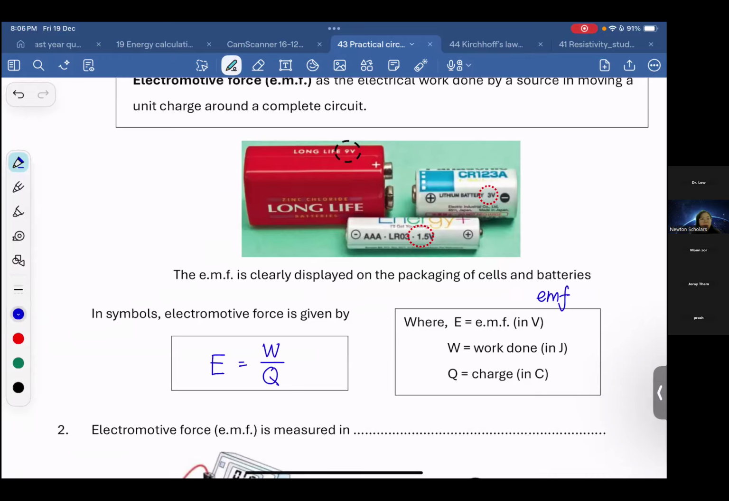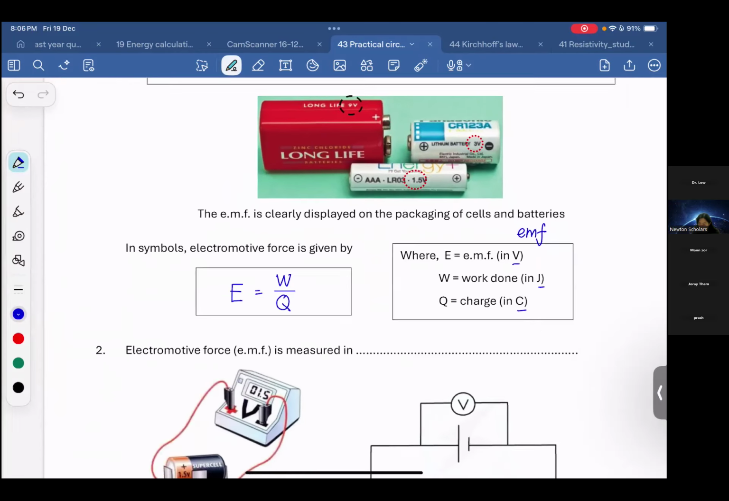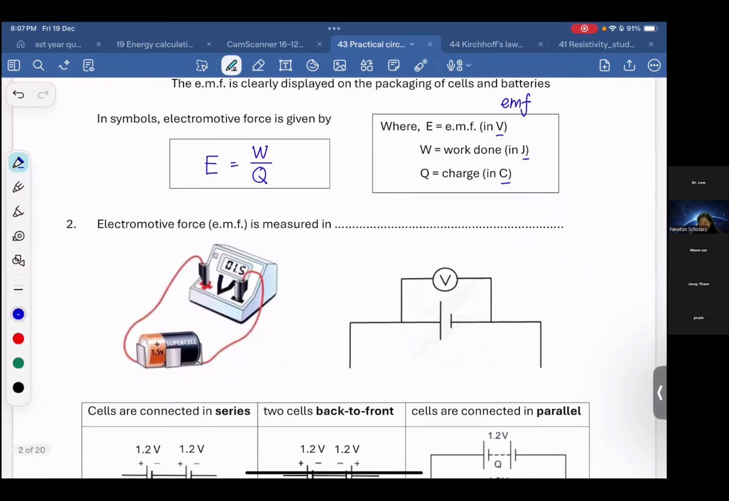So EMF, although there is the word force, is not a force. EMF unit is volt. Work done is in joule, charge in coulomb. So EMF is measured in the unit of volt, or if based on the formula, it will be joule per coulomb. Here we are at A level already, so we use joule per coulomb like this.